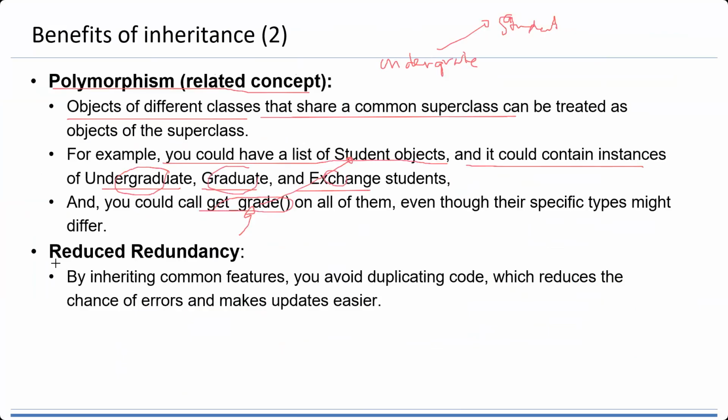And as I mentioned before, it reduces redundancy. When you inherit the common features, you avoid duplicating code. So you don't need to write the same code many times for every class, which reduces the chance of errors and makes updates easier.